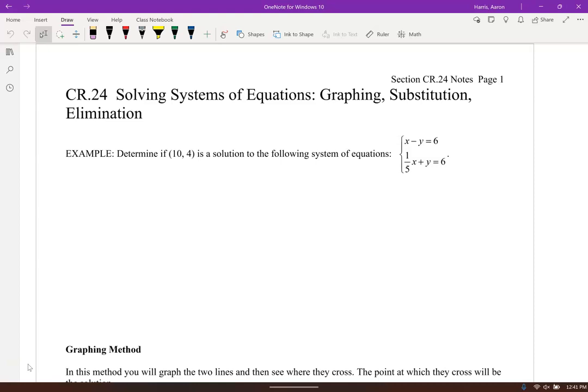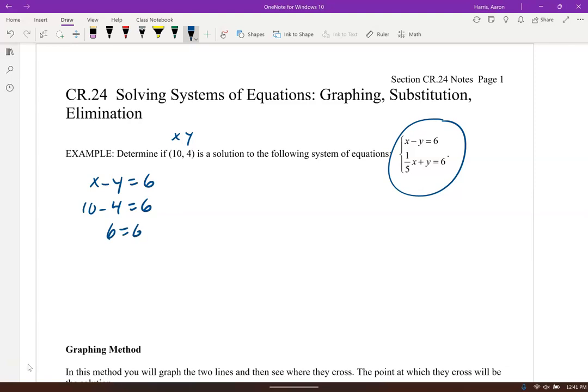You notice here we've got two equations, right? So the question is, a solution is any x, y value that satisfies both. So does (10, 4) satisfy both of these? Well, let's just plug it in and see. I'll plug the x and the y into the first one. Is that true? Yes, it is. Plug it into the next one. x is 10, y is 4. A fifth of 10 is 2, 2 plus 4 is 6. Yep, that's true as well. So is (10, 4) a solution? I'd say yes, it is.